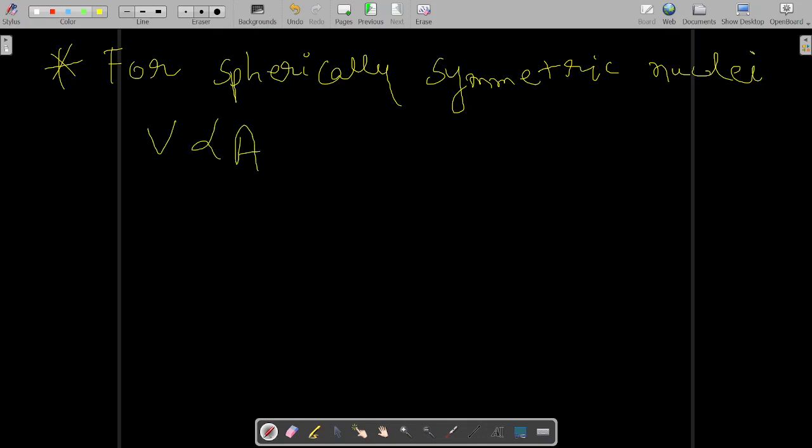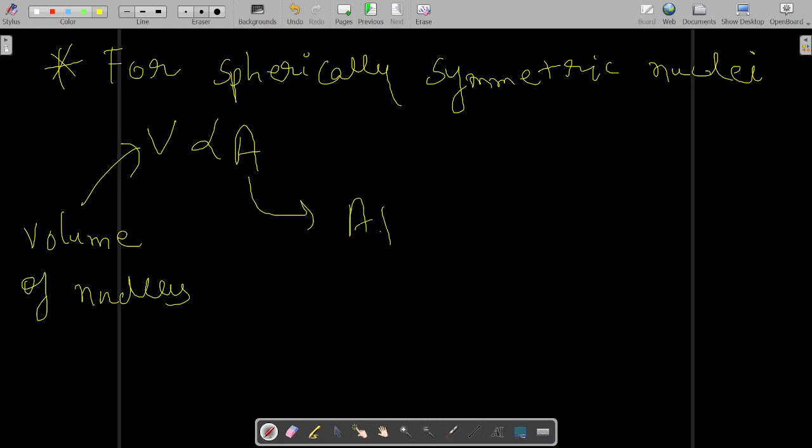Now what is V? V is actually the volume of the nucleus. For spherically symmetric nuclei, you have to remember that V represents the volume of the nucleus, and A is the atomic mass number.